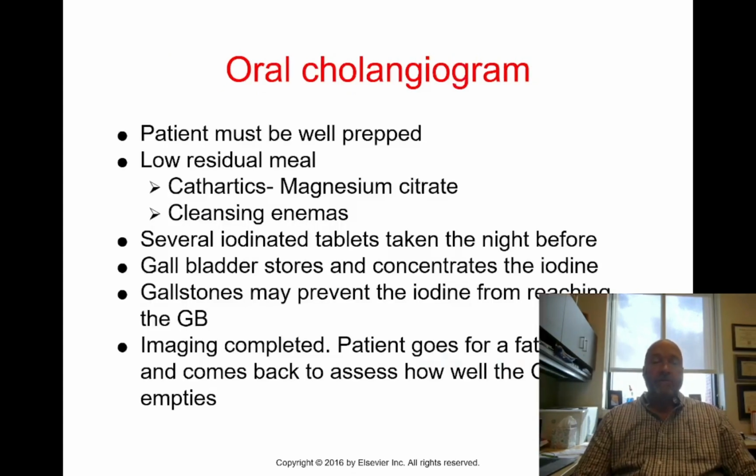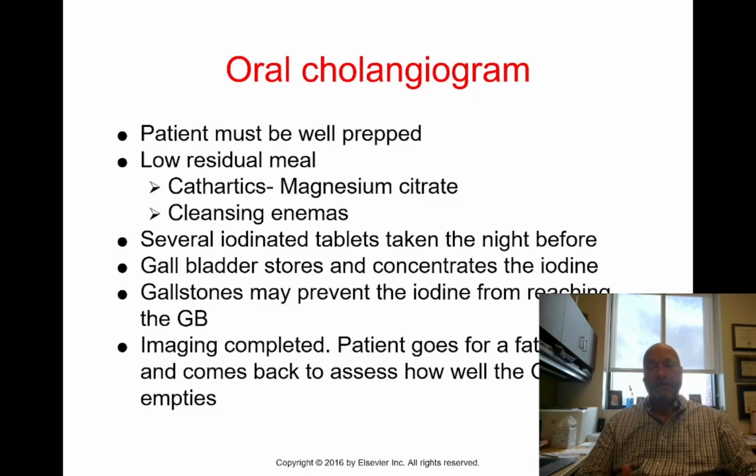Oral cholangiography used to be the go-to. So if a patient was suspected of having a gallstone, then we would do what we refer to as OCG. What we had to do with these patients was to have the patient very well prepped, so they would have a low residual meal, then we give them some sort of cathartic. And a cathartic, just so you know, is a laxative. It's just a very good laxative. Most hospitals keep small bottles of magnesium citrate around, and it tastes nasty, but it gets the job done. And it may also come with cleansing enemas.